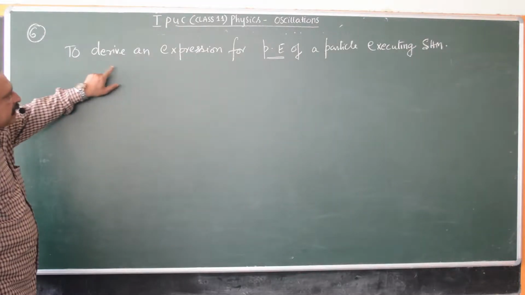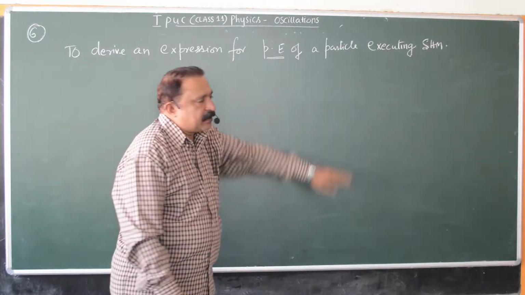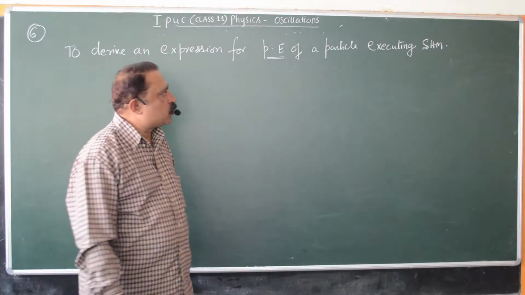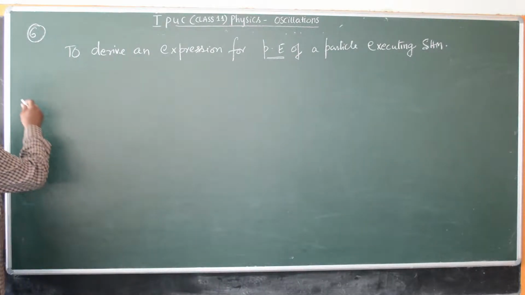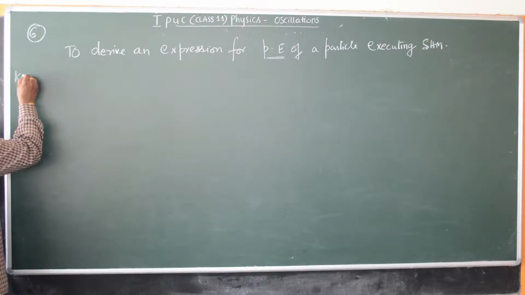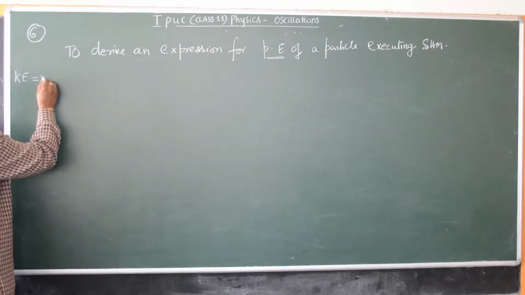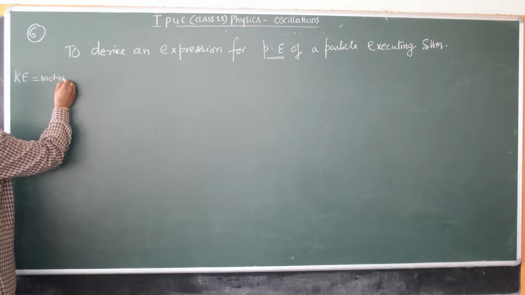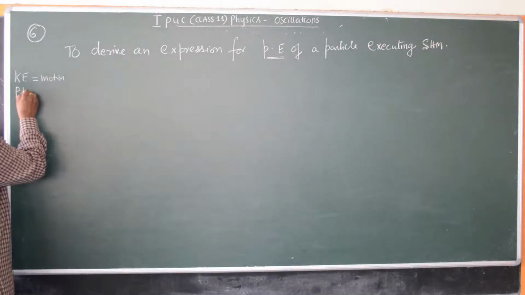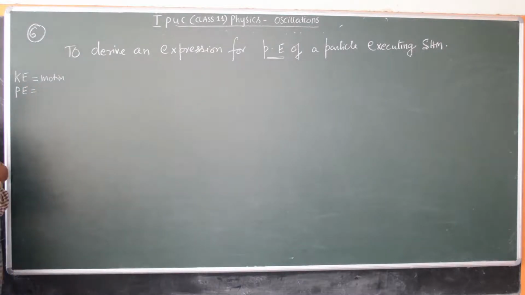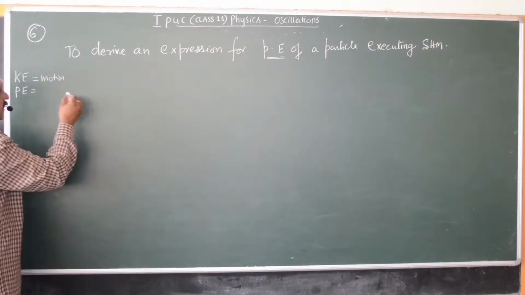Now, let's derive an expression for the potential energy of a particle executing simple harmonic motion. See, particles executing simple harmonic motion will have both types of energy. They have kinetic energy because the particles are in motion. Due to the virtue of motion, they have kinetic energy. They also have potential energy because they are changing position.